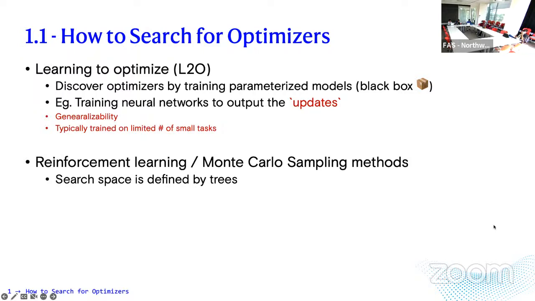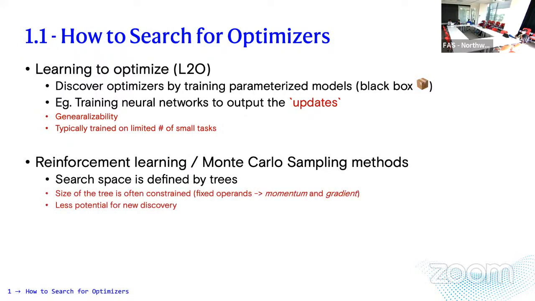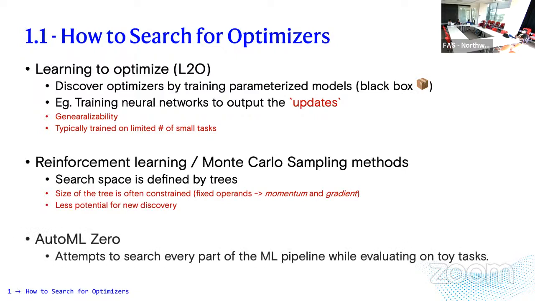Then there's another direction where they use reinforcement learning or sampling methods, where the search space is defined by trees. What they say is, to limit this search space, we have to make some tough choices where we fix some operands, such as momentum and gradient. Those notions we have to fix. So there's less potential for new discovery.